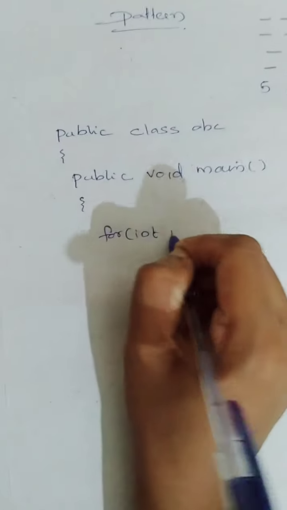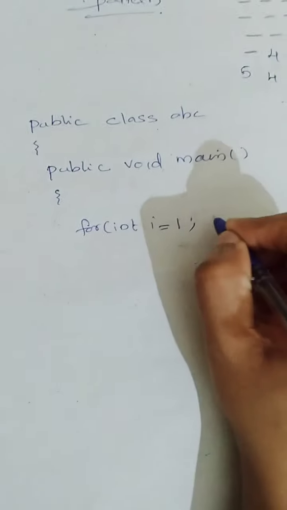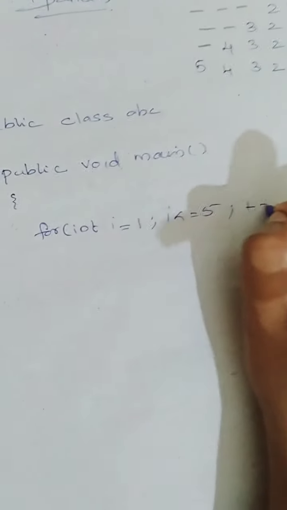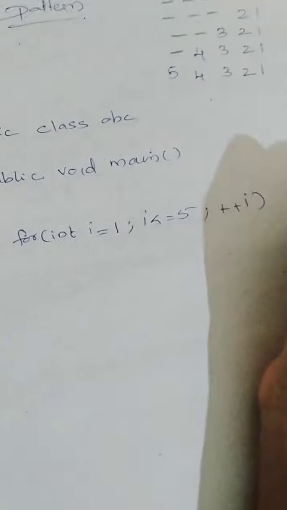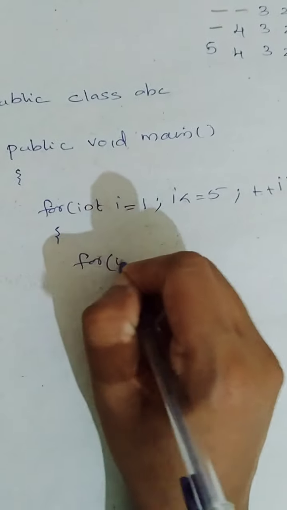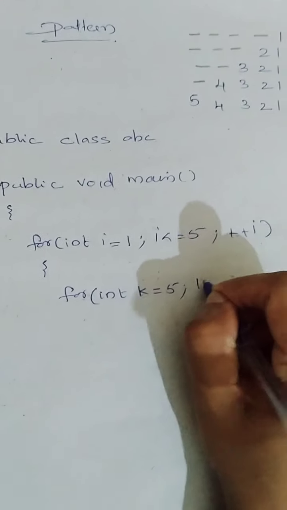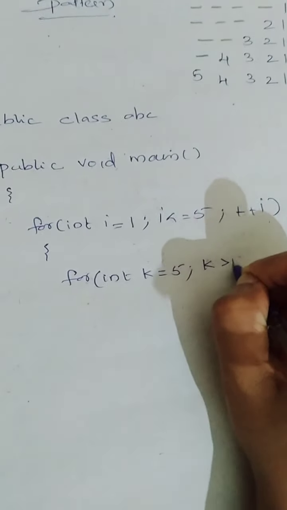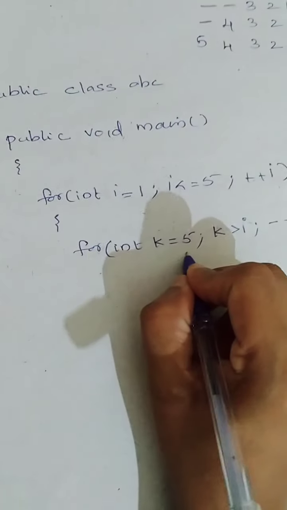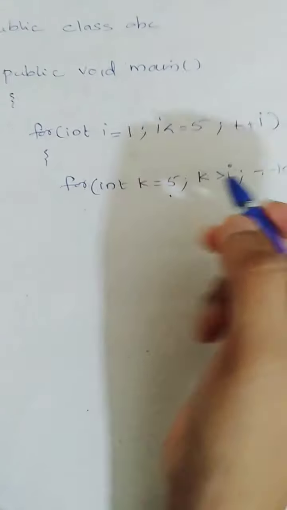So we'll begin the first loop as usual. For int i, we have to start from the first iteration and go till 5 iterations. Iteration means number of steps. Plus plus i. And the second loop is used for giving space. k is equal to 5, k greater than i, minus minus k. Since k is starting with 5 and it is decrementing, the symbol should be greater than.